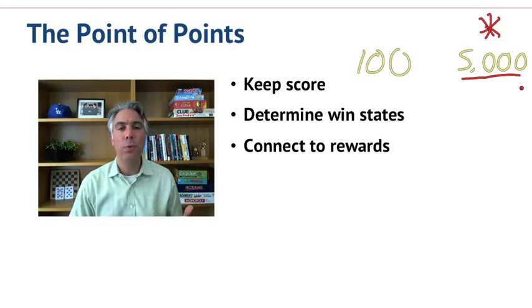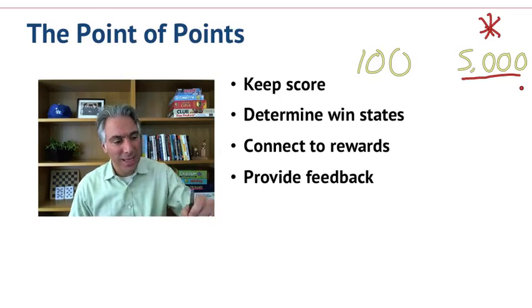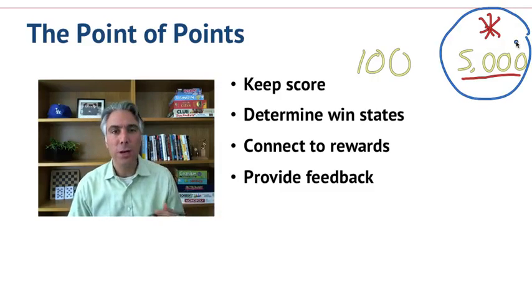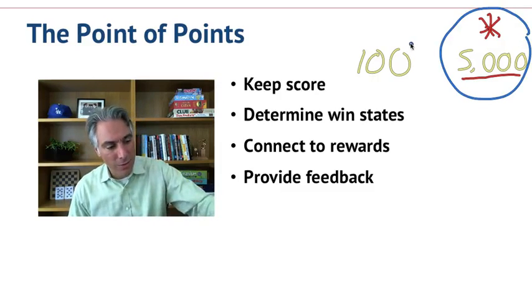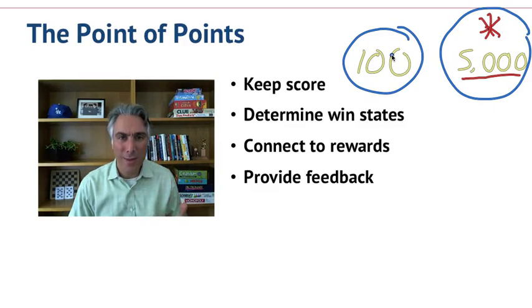Points can connect up with rewards. So you need, say, 5,000 virtual points to get some reward, whether that's a free hotel stay or some badge in a gamified system. Points also provide feedback. Seeing here that you've got 5,000 points in this case is pretty good evidence that you're doing better than you were when you had 100, or this other player who has 100. The points are a feedback mechanism.